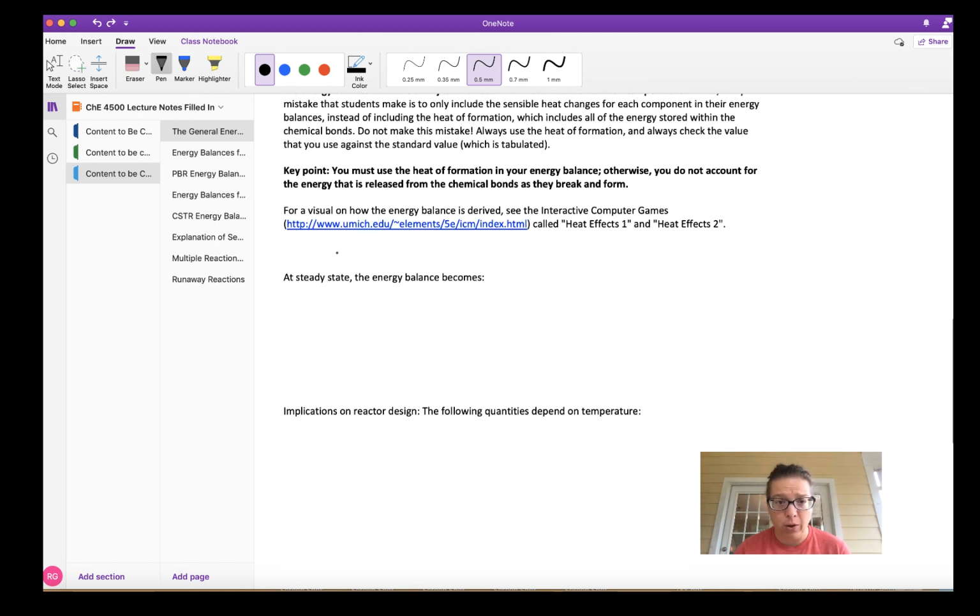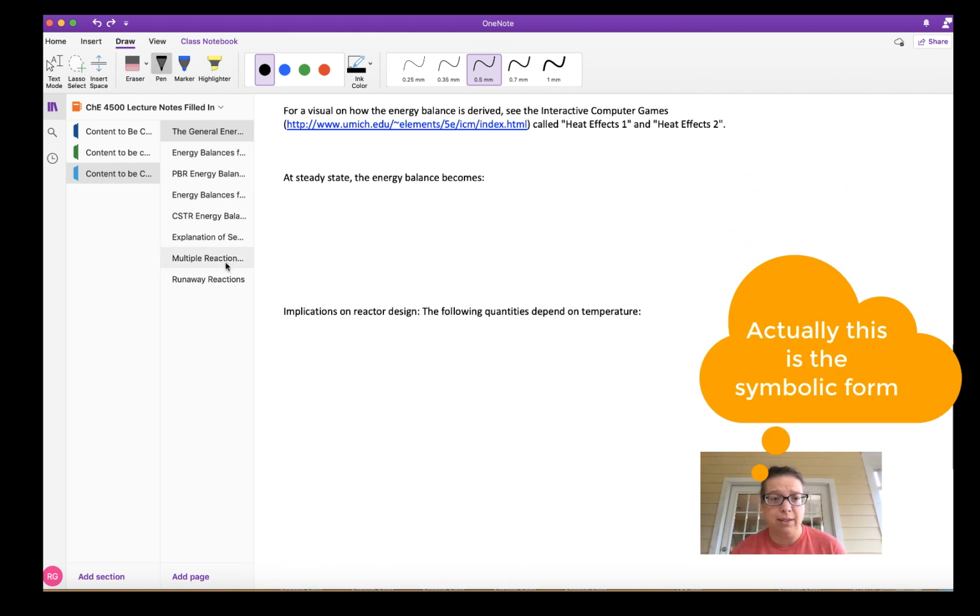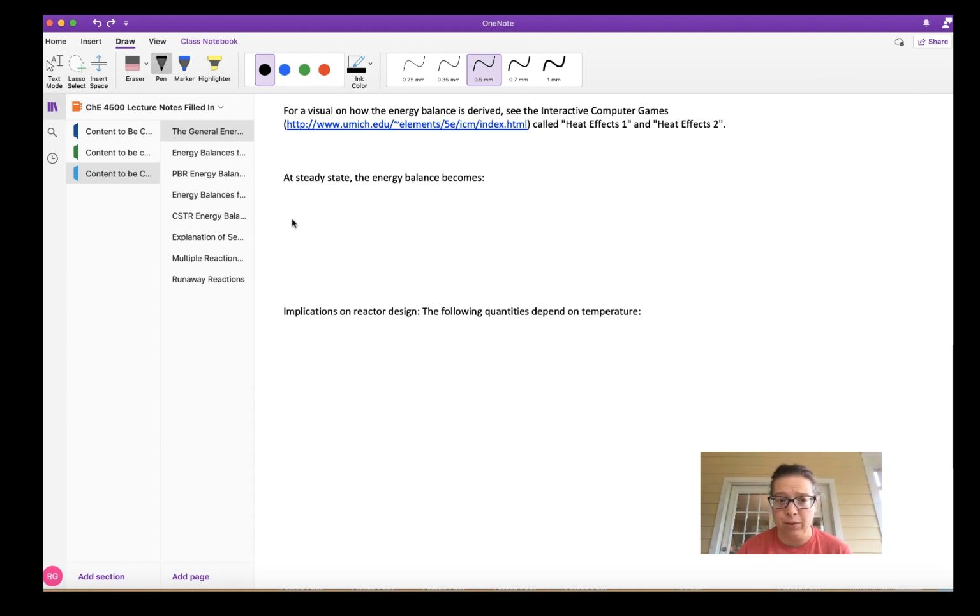Okay, so going back to our energy balance, this is what the numerical form looks like. It's steady state, which a lot of what we do in this class is steady state. We'll get into some unsteady state towards the end of the class. But at steady state, we're going to set the accumulation term to 0. And then the energy balance becomes Q plus W plus the sum of the molar flow rates times the enthalpies coming in minus the sum of the molar flow rates times the enthalpies coming out.